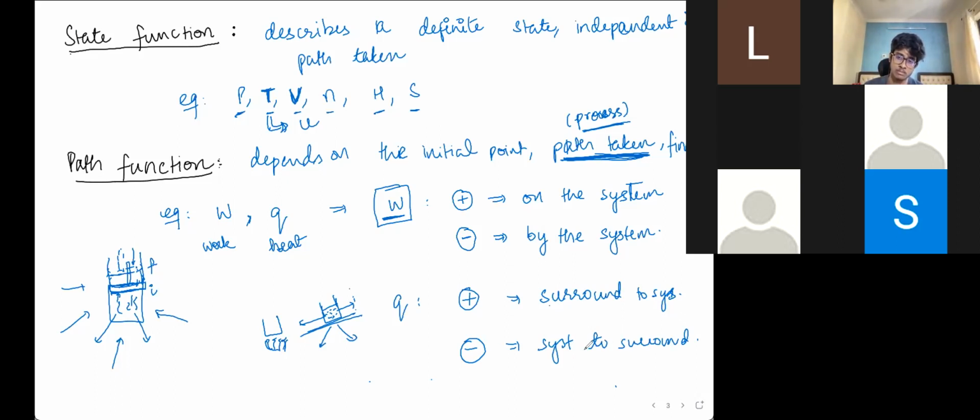So I can't independently say how much heat there is. It is used to describe a process, whether heat is coming in or not coming in. And because it's used to describe a process, it depends on the path taken, like how you are going from point A to point B depends on that.